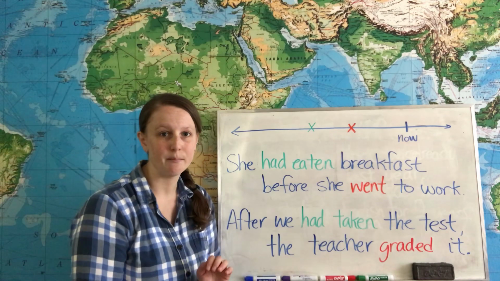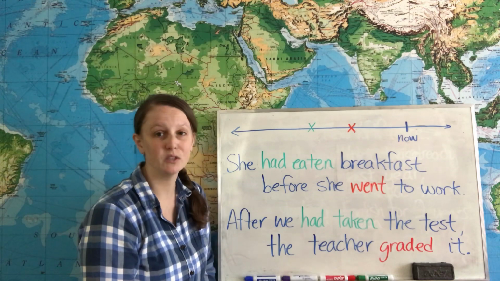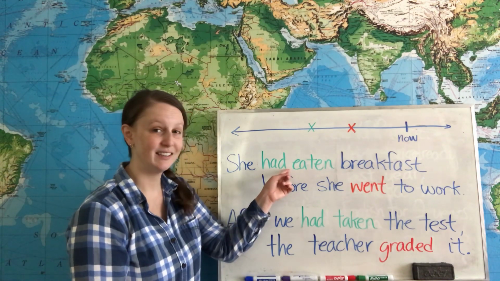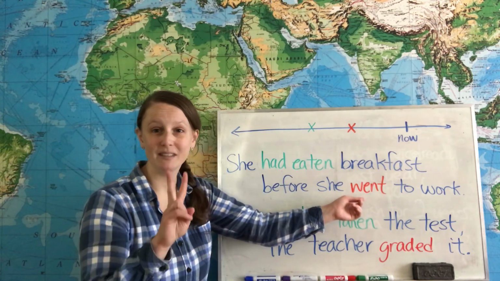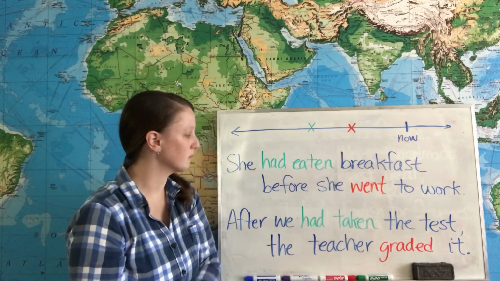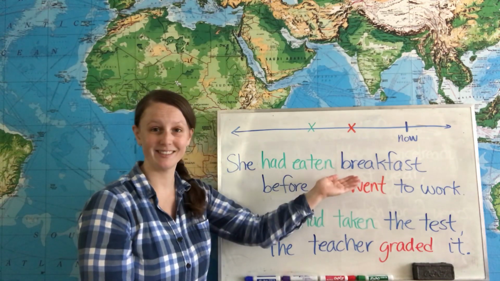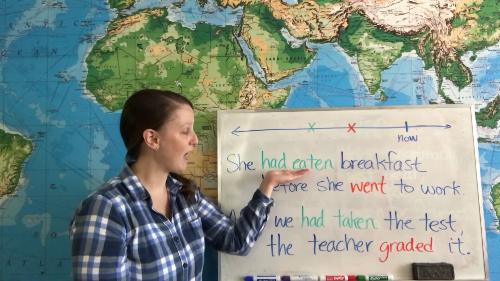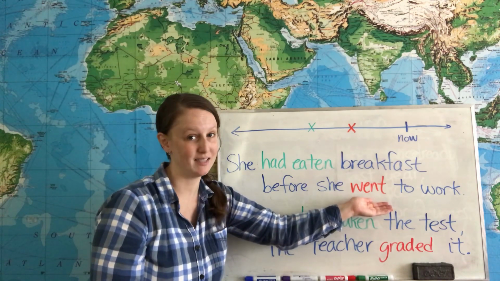So let's look at our examples. She had eaten breakfast before she went to work. Here we can see that had eaten happened first and went to work happened second. And we could switch these clauses in the sentence too. We could say, before she went to work, she had eaten breakfast. Those two sentences have the same meaning. This action happened first and this action happened second, and they are both in the past.